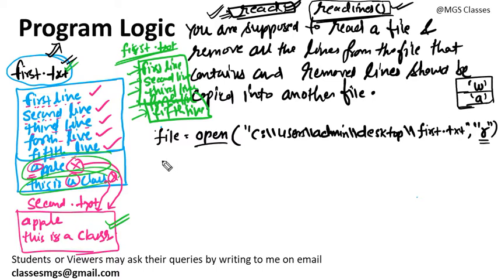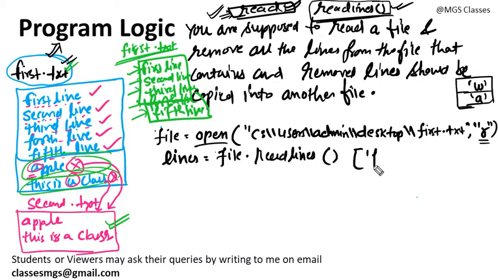So what I want to do is create a lines variable that will hold what the file.readlines method returns. So I am going to write file.readlines. The method will return the list of all the lines in a file. It will return like this, first line.